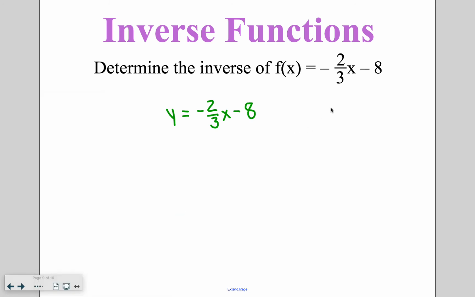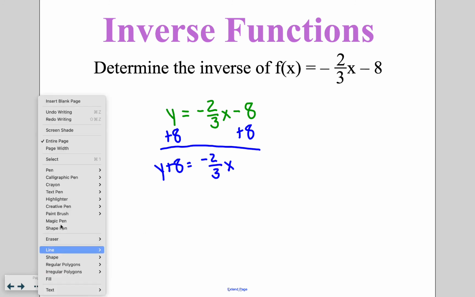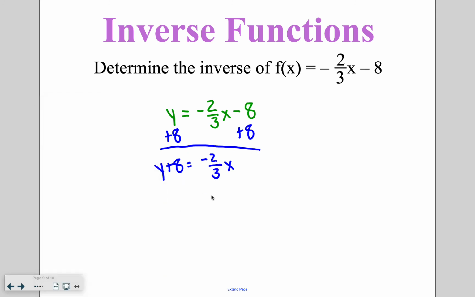Look for any adding and subtracting first. We have subtracting 8, so I'm going to get rid of that by adding 8 to both sides of my equation. So I've got y plus 8 is equal to -2/3 x. Then I'm going to go ahead and get rid of this dividing by 3. So that fraction tells me that our next step is to divide by 3. In order to undo dividing by 3, I'm going to multiply by 3 on the entire equation, so that means each part, which is going to give me 3y plus 24 is equal to -2x.